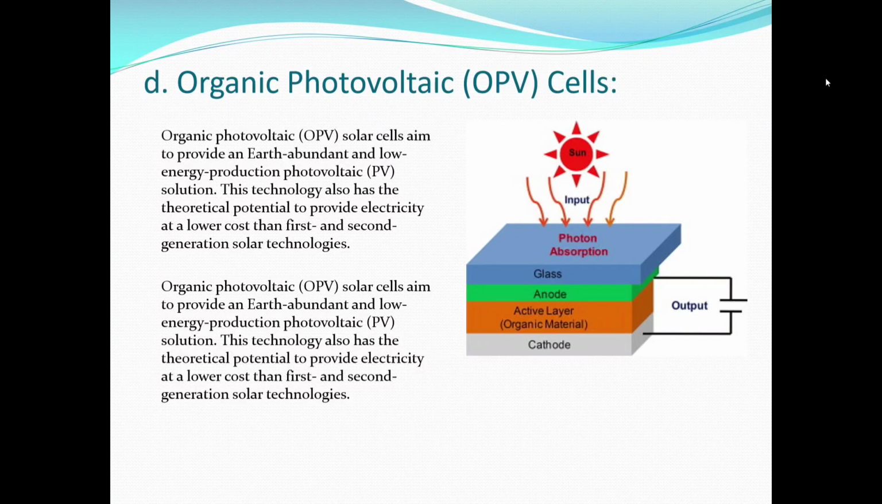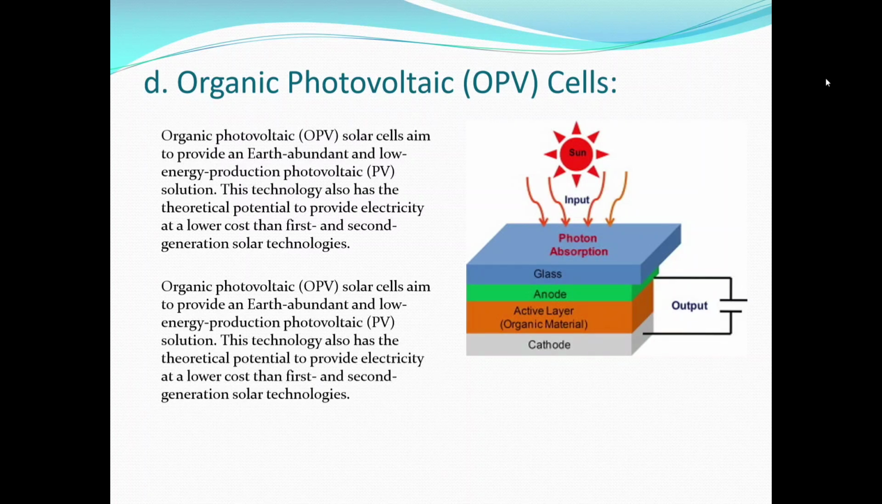Organic photovoltaic, that is OPV cells. OPV solar cells aim to provide an earth abundant and low energy production photovoltaic solution. This technology also has the theoretical potential to provide electricity at a lower cost than first and second generation solar technologies.